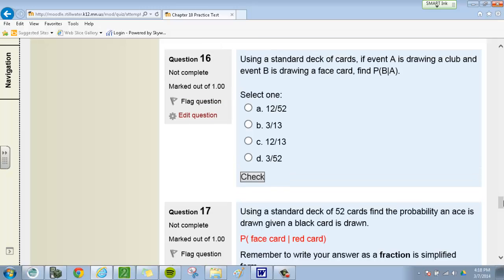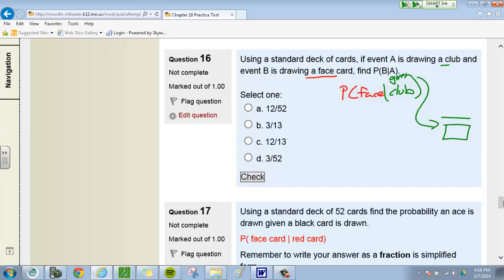Moving on to question number 16. Using a standard deck of cards, if event A is drawing a club and event B is drawing a face card, find probability B given A. Okay, so we're going to go back to the cards. Now, A is a card is a club and B is card is face card. Now, we want to find probability of B, which is a face card, given it is a club. Okay, that's that. Now the given is always in your fraction the denominator.